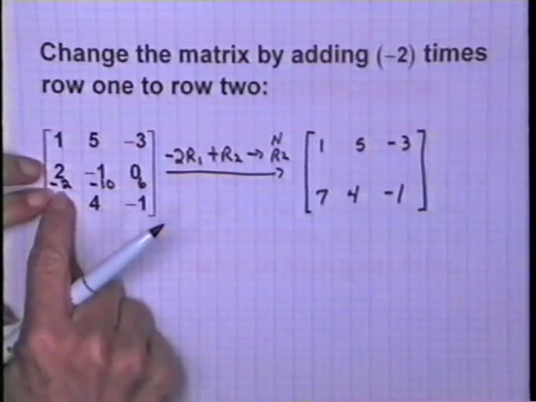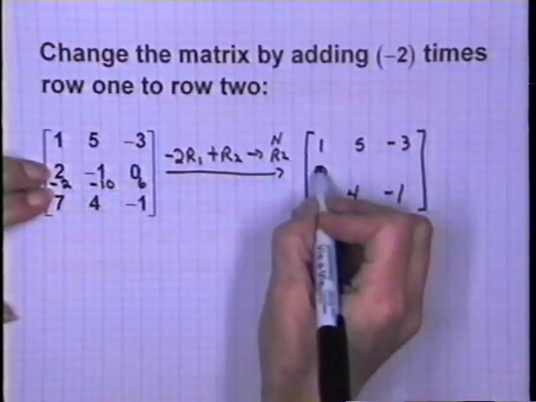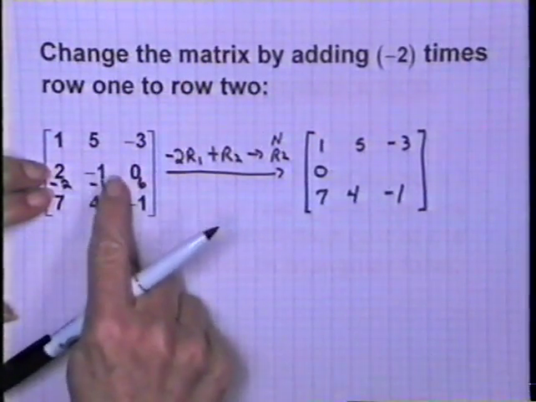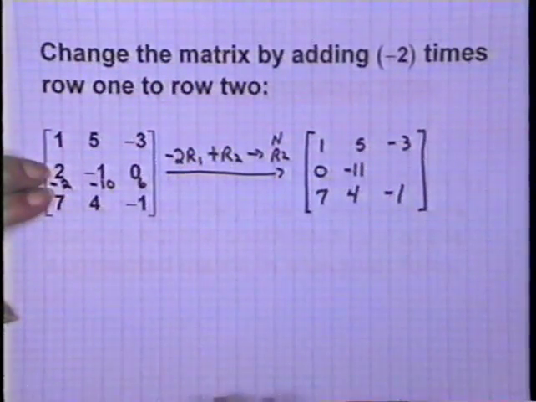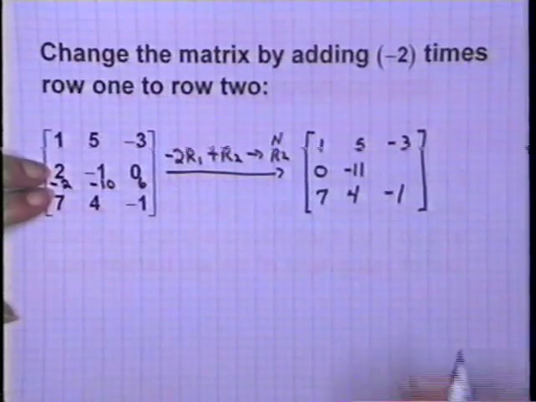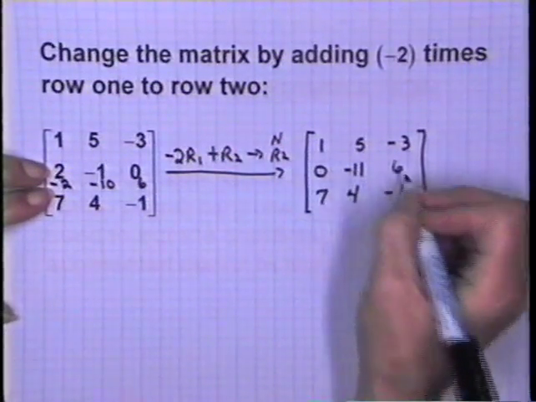2 and negative 2 added together gives me 0. Negative 1 and negative 10 added together gives me negative 11. 0 and 6 added together gives me 6.